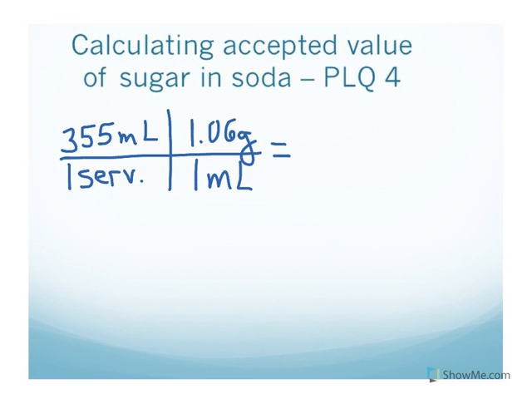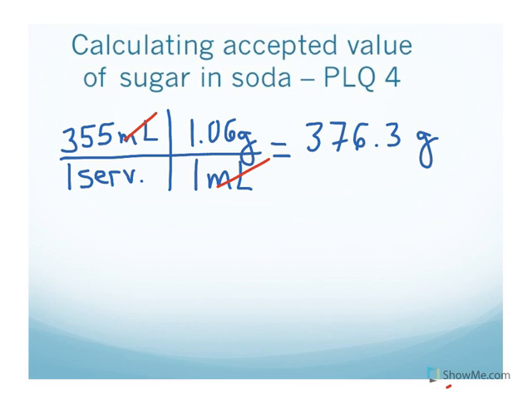I've started the setup for the first part of this calculation here. You take the 355 milliliters per serving and then the density that you calculated from your experiment in order to get to the number of grams in the serving. That gives us a mass of 376.3 grams of lemon lime soda per serving.